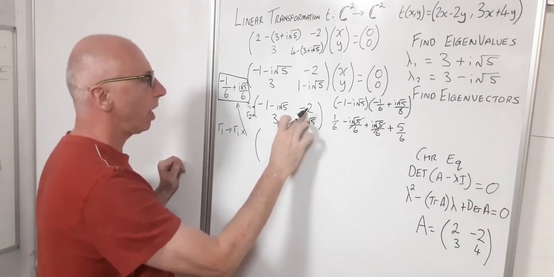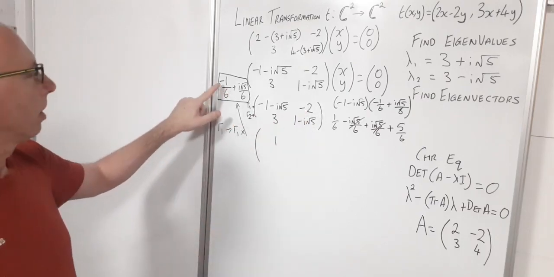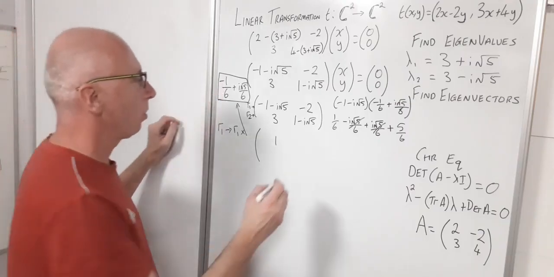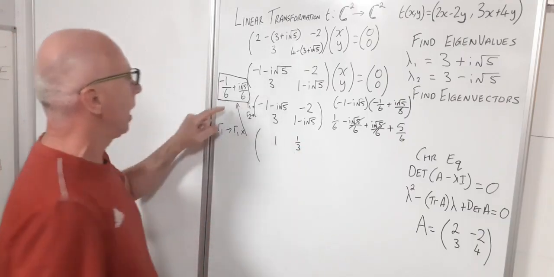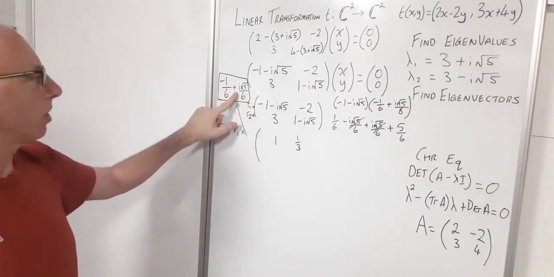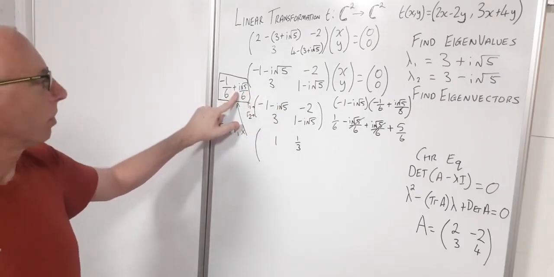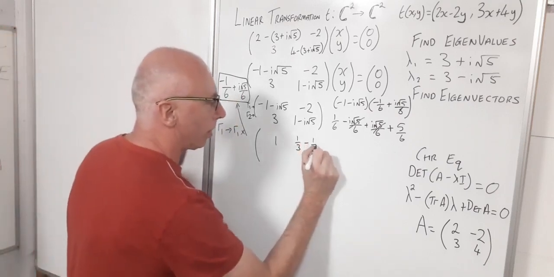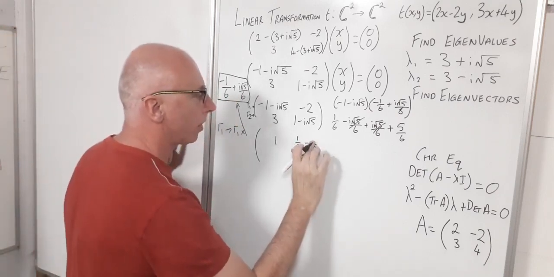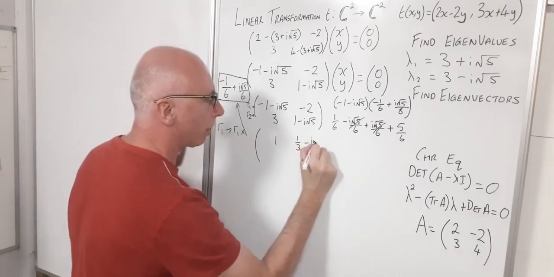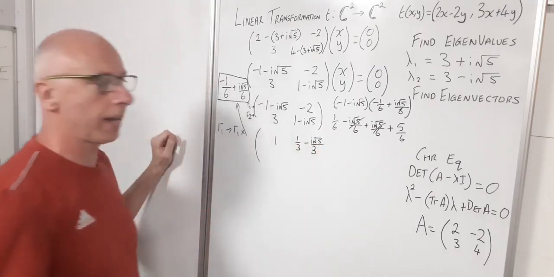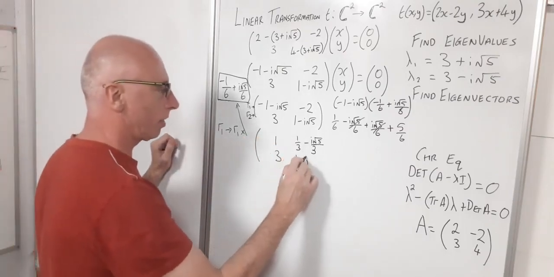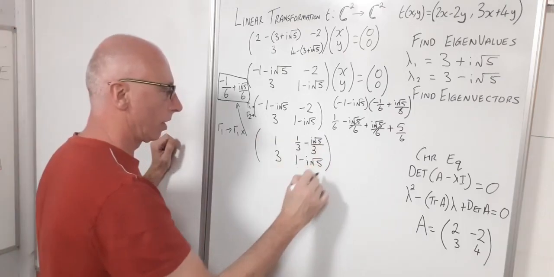So I've got 1, then minus 2 times this. So minus 2 times minus 1 over 6 gives me positive 2 over 6, which is a third. And then minus 2 times i root 5 over 6 gives me minus 2/6 root 5, which is minus 1/3. So minus 1/3 i root 5. Don't need the 1 in there. So this will now stay as it is. 3 and 1 minus i root 5.